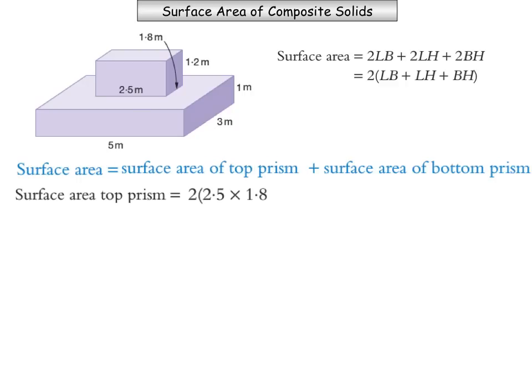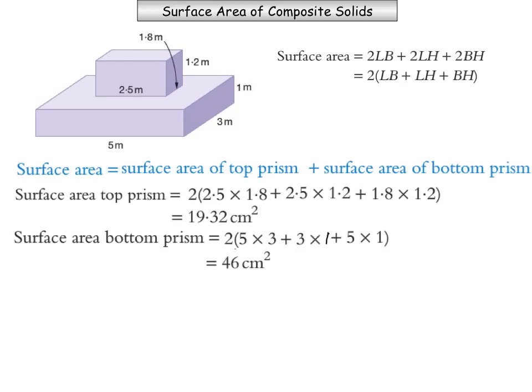So, to do the first one, we need to do the surface area of the top prism. Here we've got 2.5 times 1.8. So that's going to be the surface area of the base and the top, and there's 2 lots of that. Plus we're going to add 2.5 times 1.2, so that's this face and the opposite face on the other side. Then 1.8 times 1.2, and so that's the 2 end faces.